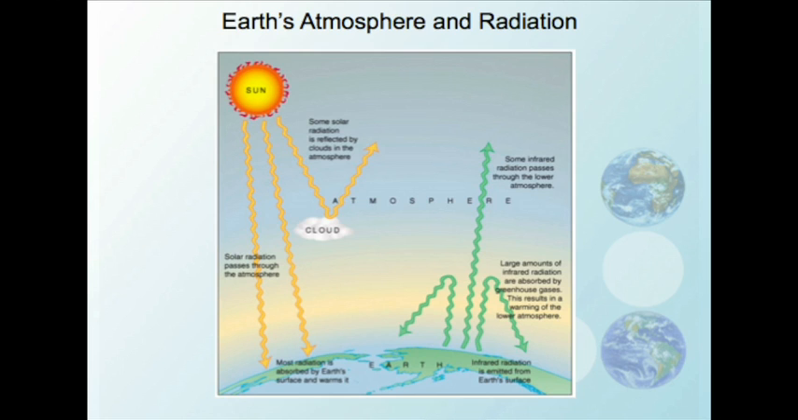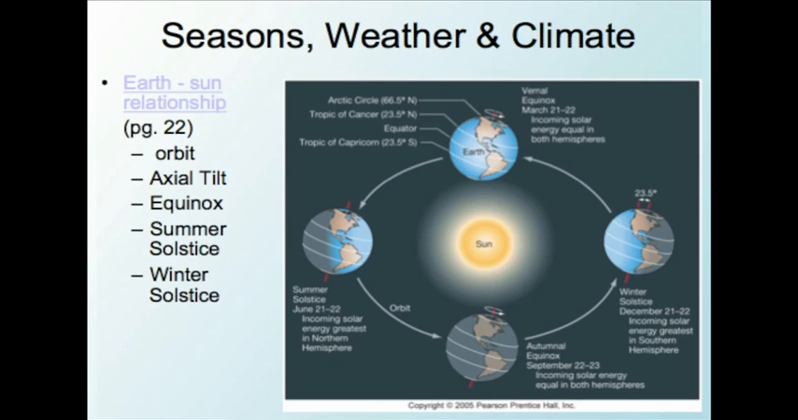The amount of incoming solar radiation is related to the Earth's orbit around the sun and the tilt that the planet is on. Because of this tilt, different parts of the surface of the Earth receive more or less direct sunlight depending on the part of the year. You can see that illustrated in this graphic here and read about it in your book as well.